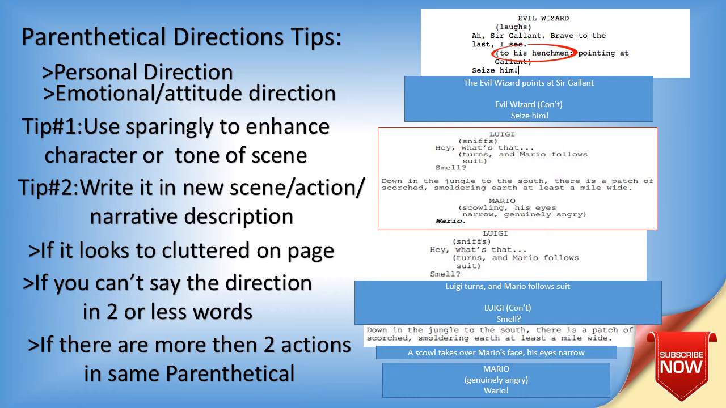Then you start a whole new action description or narrative description. A scowl takes over Mario's face. His eyes narrow. You don't put that in parentheticals. That's a whole new line. You make it nice and clear. Easy to read. A scowl takes over Mario's face. His eyes narrow. Then you go back to Mario, adding a parenthetical, genuinely angry. And you have him say his line.